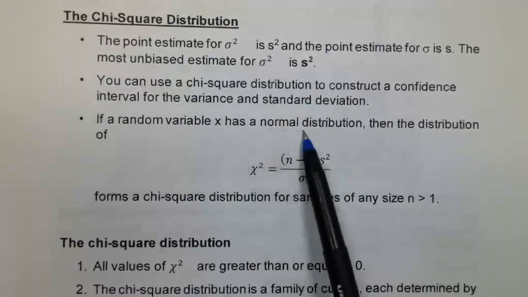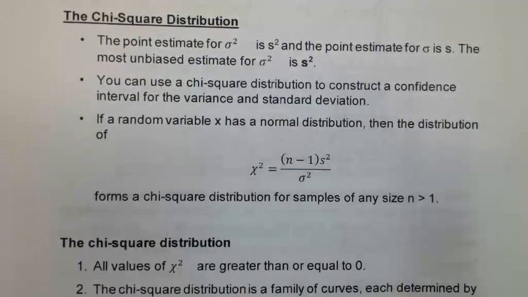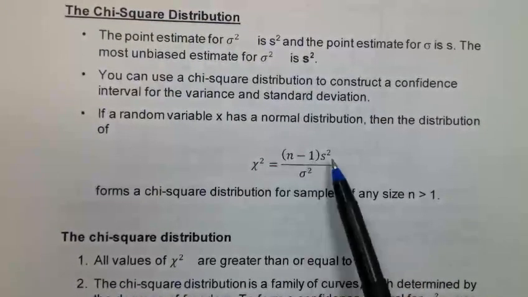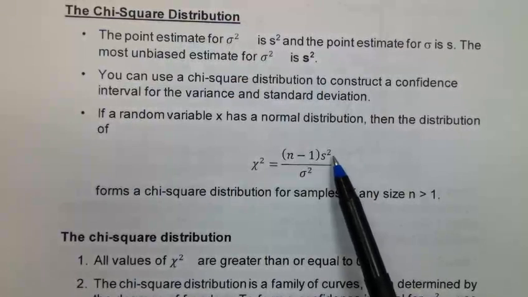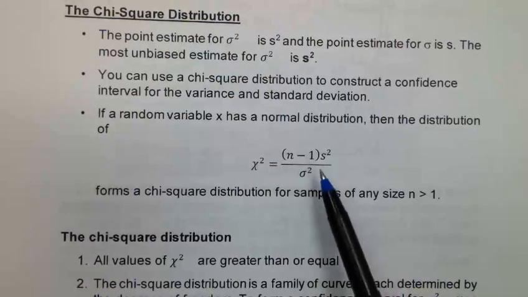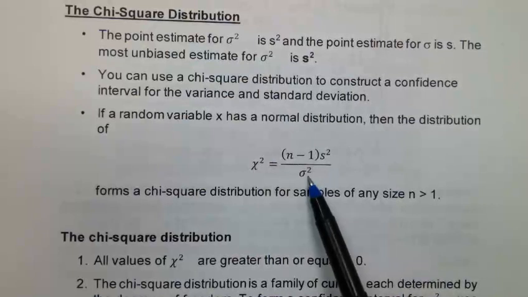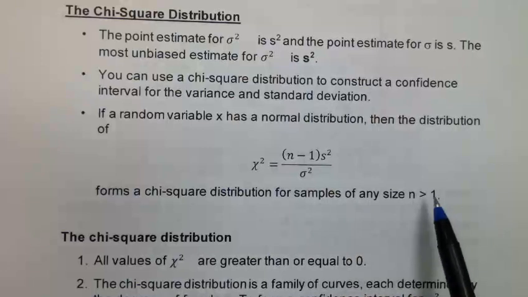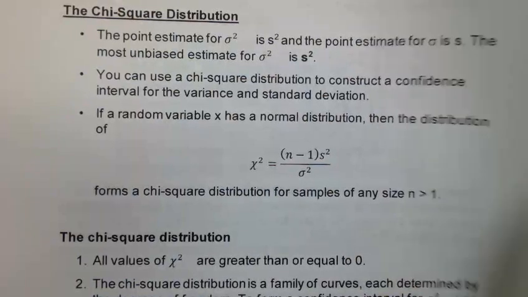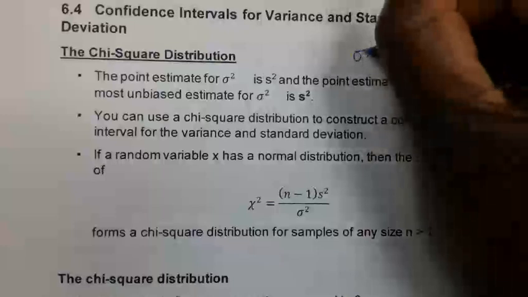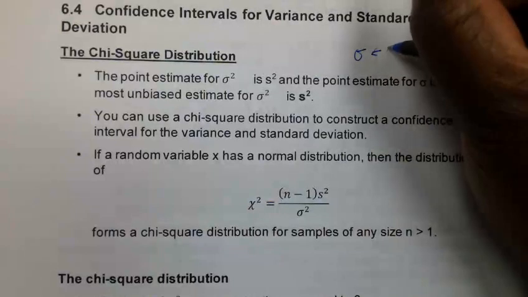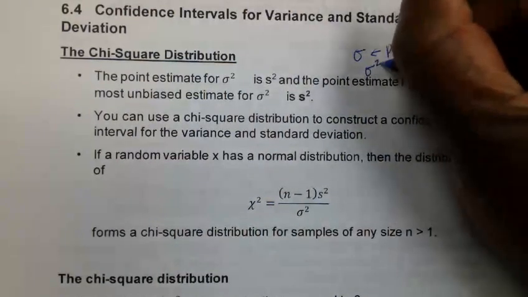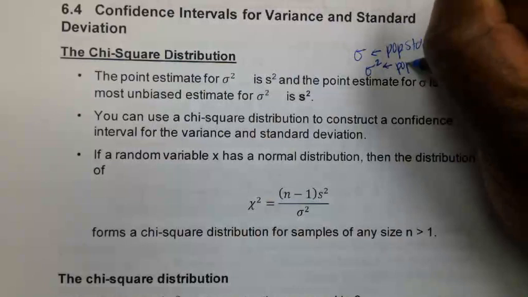If a random variable x has a normal distribution, then the distribution of chi-square equals n minus 1 (remember, the degrees of freedom) times sample variance divided by population variance, forms a chi-square distribution for samples of any size n greater than 1. All right, so just as a reminder, this is population standard deviation. This is variance, so population variance.